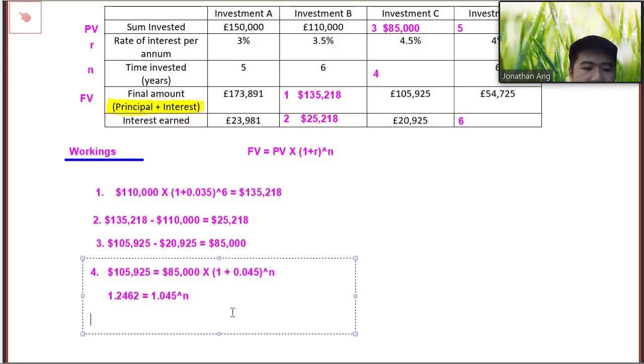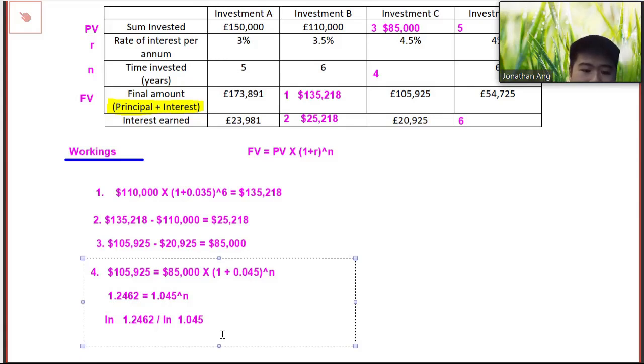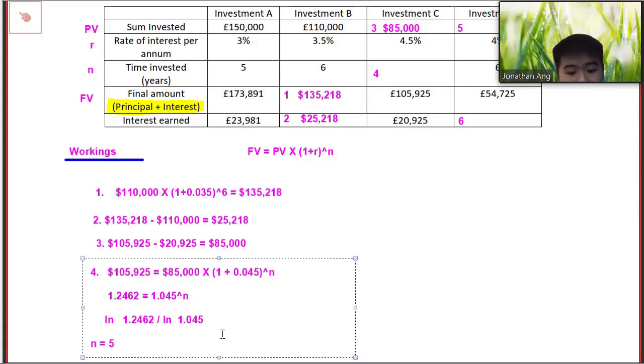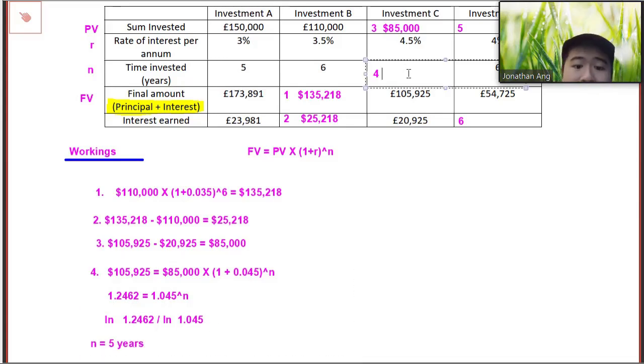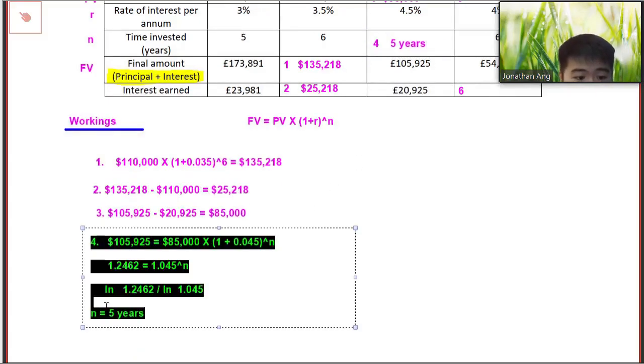Again, how do you solve this? Natural log. Natural log 1.2462 divided by natural log 1.045. This is how you solve it. Which you will get 5.0000, meaning N will be 5. 5 what? 5 years. So this is how you solve this. This is 5 years.